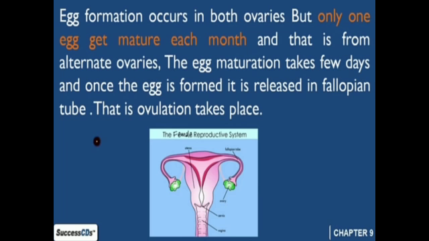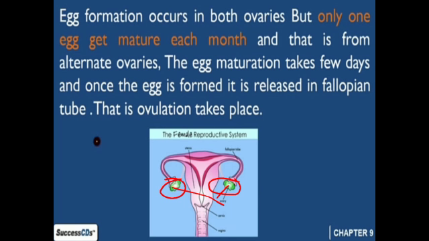Now see, egg formation occurs in both ovaries. So both the ovaries are responsible for the formation of eggs, but only one egg gets mature each month, and that is from alternate ovaries. Suppose in the first month the egg from this ovary gets matured, then in the next month the egg from this ovary will get matured. This way, from the alternate ovaries only one egg gets mature each month.